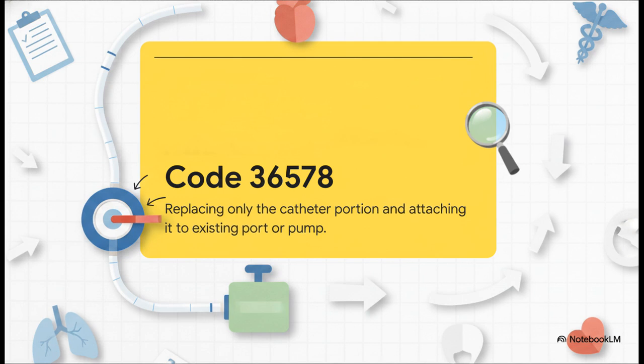Simple as that. So the crucial point is understanding when you actually use code 36578. We call this a partial replacement. You're going to assign 36578 when a patient already has a CVAD with a port or pump, but the physician only replaces the catheter portion, leaving that existing port or pump exactly where it is. The new catheter just gets attached to the old hardware. Just keep in mind, you never use this code if they're just replacing a standard catheter that doesn't have a port or pump attached in the first place.